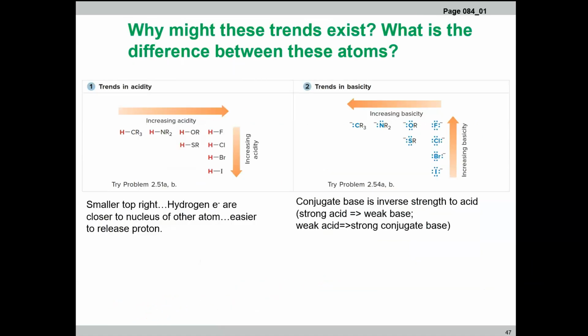Now I'd like to look at why some of these trends exist and what the rationale is for why these things happen in terms of the pKa values. If we look at the periodic table, we can see a similar setup in terms of increasing acidity. As we look at the second row, between carbon, nitrogen, oxygen, and fluorine, we can see increasing acidity from left to right.